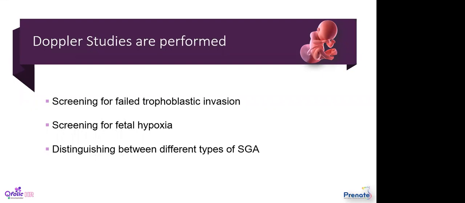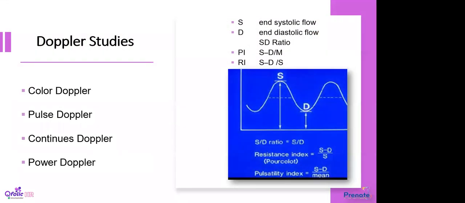These studies are performed for different purposes. They are used for screening of failed trophoblastic invasion, screening for fetal hypoxia, and distinguishing between different types of small for gestational age. Different Dopplers are used for Doppler studies. They are color Doppler, pulse Doppler, continuous Doppler, power Doppler.